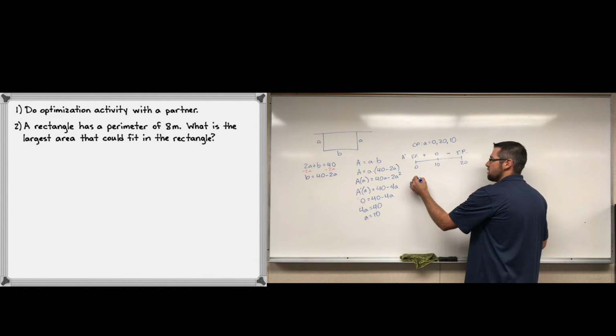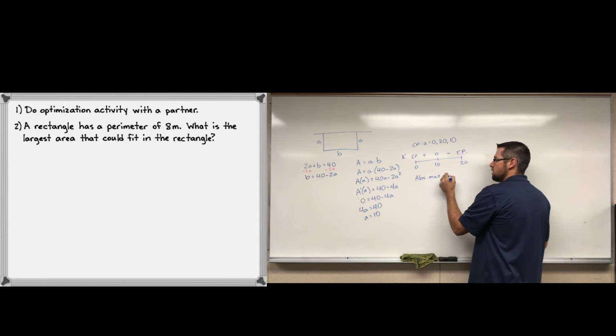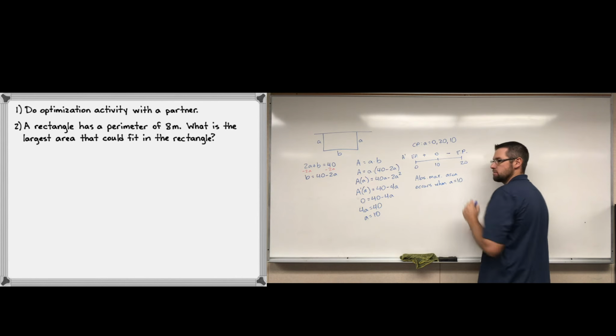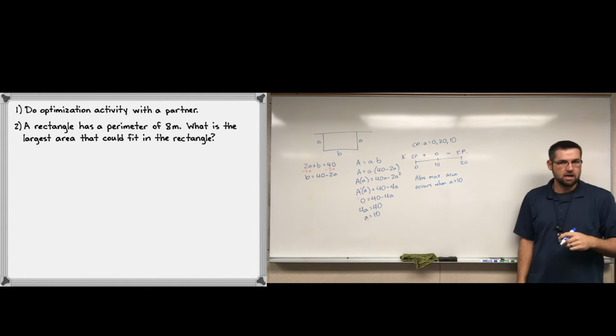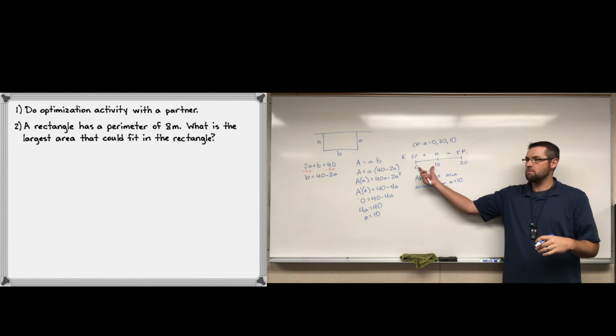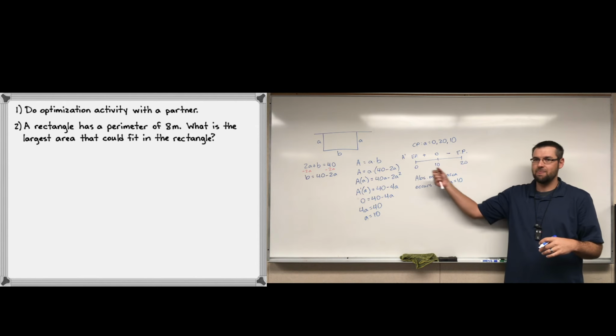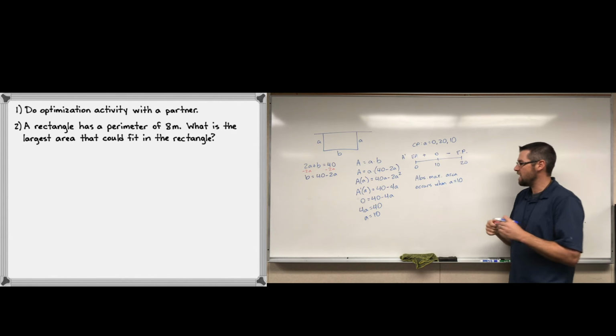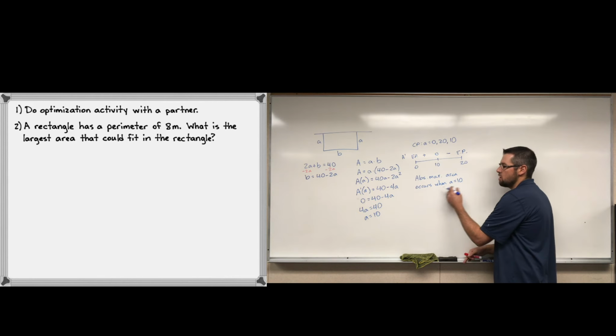So we can say the absolute maximum area occurs when A equals 10, right? You guys okay with that? And you could write out the justification and all that. Since A prime is strictly positive from 0 to 10, and A prime is strictly negative from 10 to 20, that makes when A is 10 an absolute max.